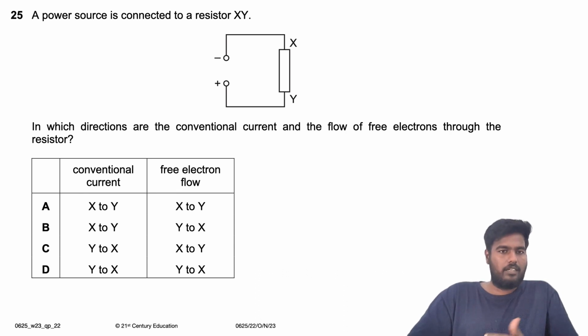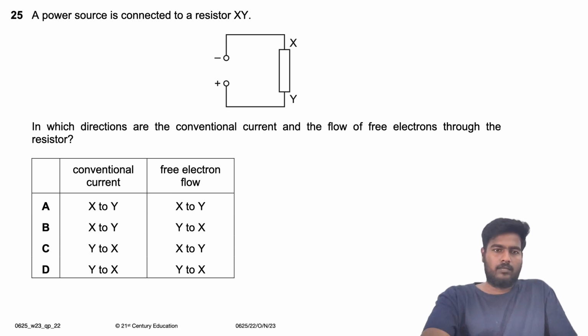So option C or D. And then the electrons will flow from negative to positive, so that will go from X to Y. So option C is the right answer.